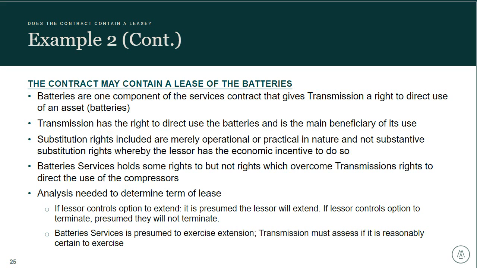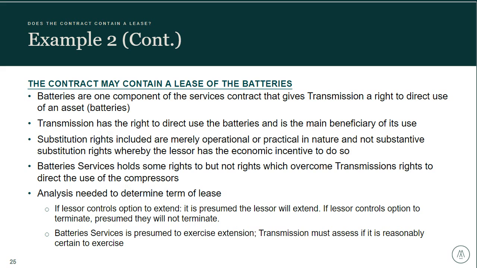When we think about the 3 to 4 years, one thing you need to keep in consideration, because this is going to be another big judgment call when we start talking about lease terms. Let's just pretend we got past the substitution rights, we've determined it's not substantive, therefore we do have an identified asset, therefore it is a lease in this example. And the next thing we need to do is at 3 or 4. Well, if the lessor controls the option to extend, you presume that you're going to extend.